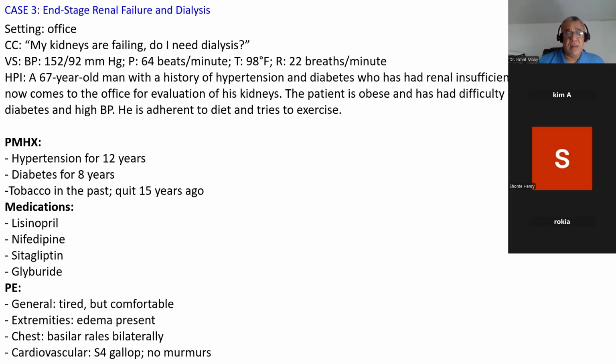Another scenario or case study here is ESRD, end-stage renal disease. And you can tell here a slight elevation in blood pressure. The patient has a history of hypertension, diabetes, and renal insufficiency for several years. Medications: lisinopril, nifedipine, Januvia, and Micronase. So 4 medications, 2 for high blood pressure and 2 for diabetes.